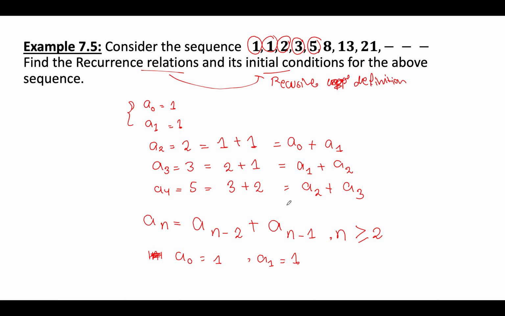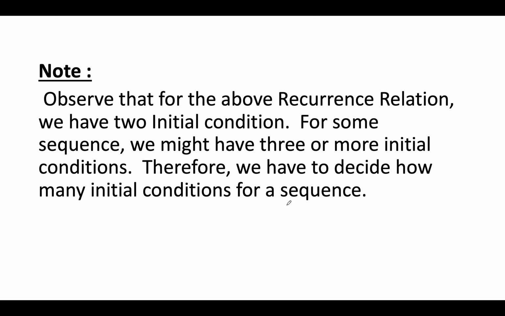Now, if we notice from this example, we can see that the recurrence relation has two initial conditions. So for some sequences, we might have even more than two initial conditions, 3 or more. All right. Therefore, we have to decide how many initial conditions for the sequence, and obviously it's required on the recurrence relation itself.